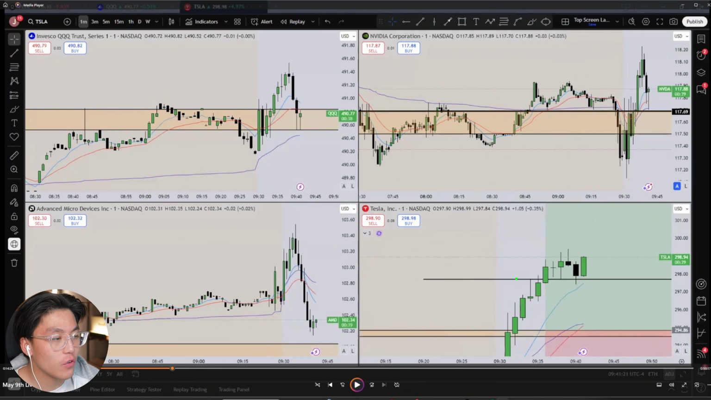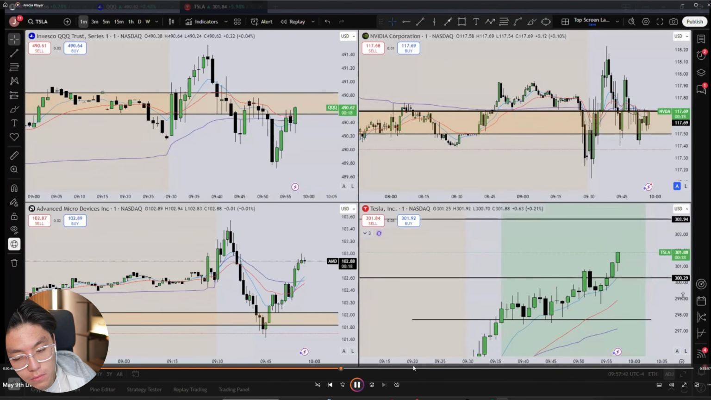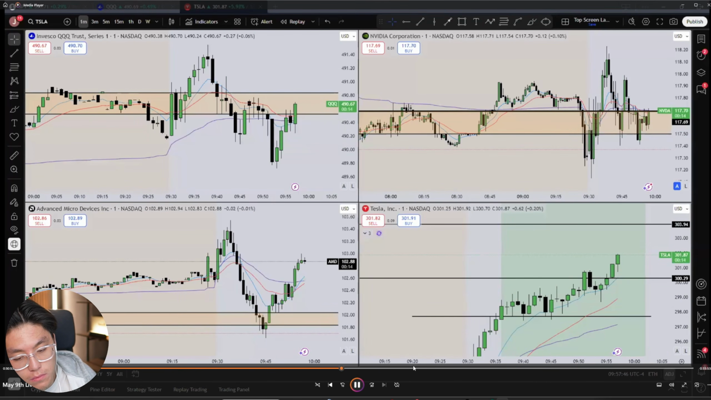So as you can see so far, Tesla getting this nice reaction off your 9 EMA along with your 5-minute opening range here as well. As long as we maintain above your 298, I like to see Tesla push up and towards 300 and above on the higher time frames. 303.94 is that daily high that we have, the next level here for Tesla.